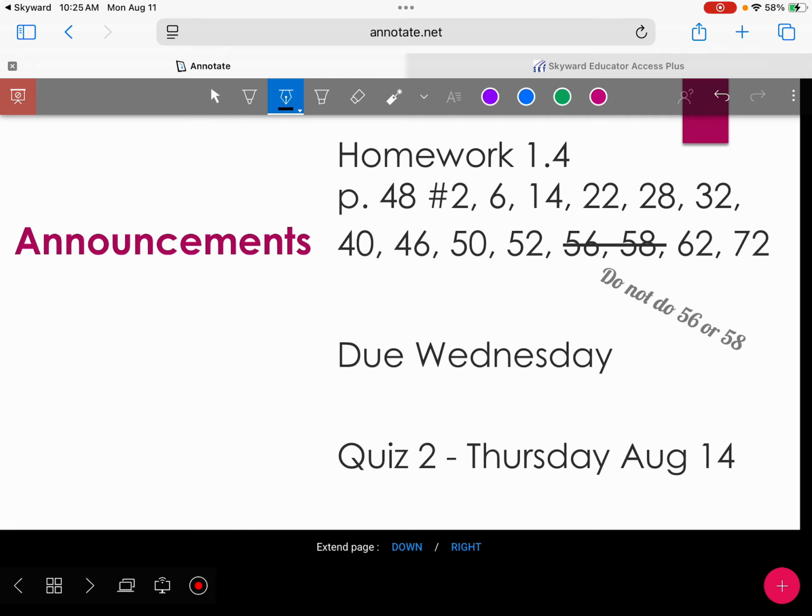So 1-4 is listed as due Wednesday. Tomorrow we're going to talk about the adding and subtracting. We're going to do quiz 2, which is over sections 1-3 and 1-4. That's going to be on Thursday. We will have quizzes or some sort of assessment most weeks. If we have a test that week, we won't have a quiz that week, because I'm not that mean. Most of the time.